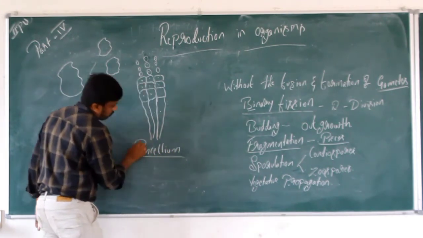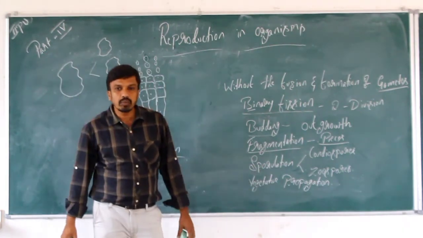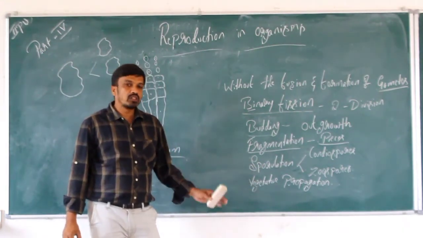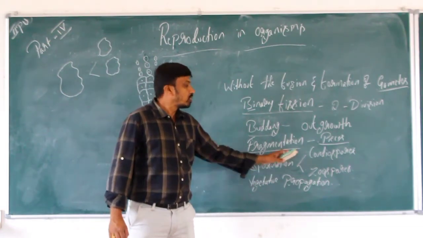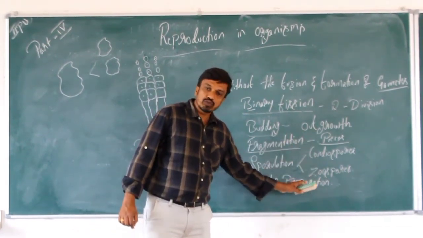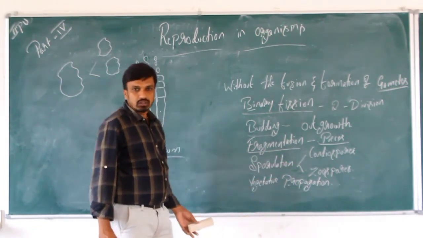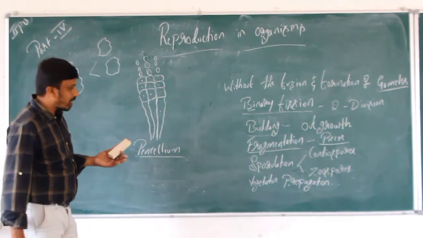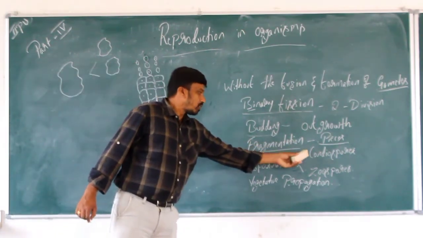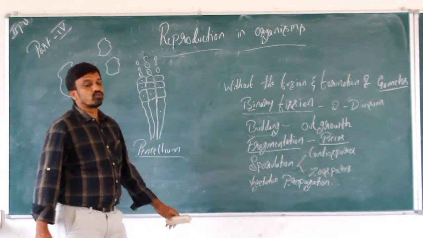Sporulation is nothing but the production of spores. The spores are haploid in nature. There are so many types of spores: conidiospores, zoospores, basidiospores, ascospores, bucciniospores. There are so many varieties. For your syllabus, there are two types: one is conidia and another one is zoospores.